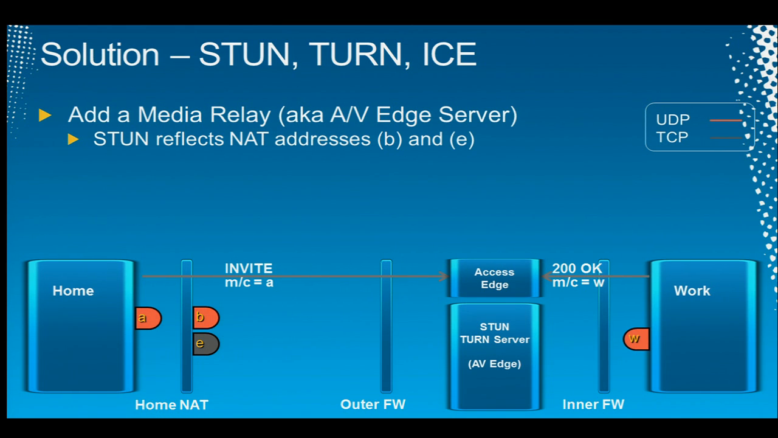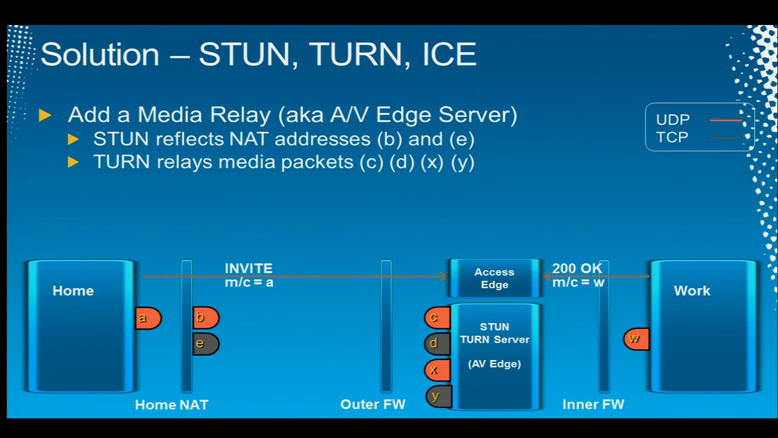But you don't really know what IP address you appear as from your NAT. And that would be B and E. We have B and E because one is going to be UDP, and the other one is going to be TCP. Okay? So STUN acts as a mirror and says, hey, here are your B and E IP addresses, so that way you can advertise them. And likewise, on the work side, you have an IP address, which would be W.